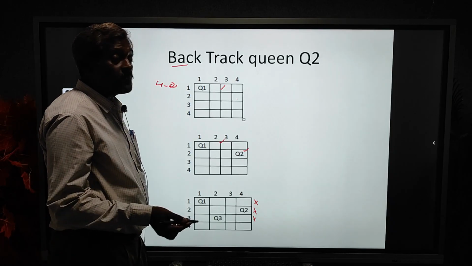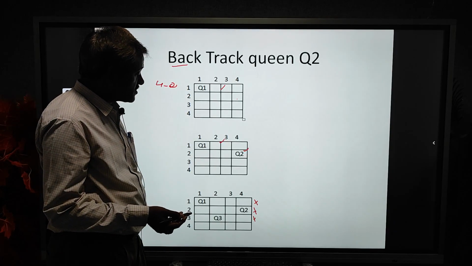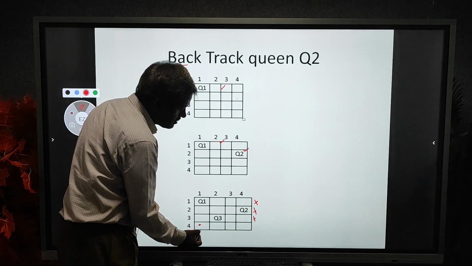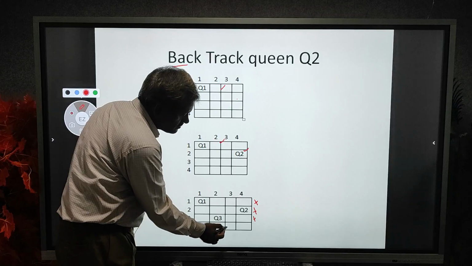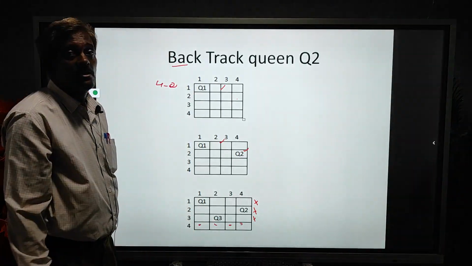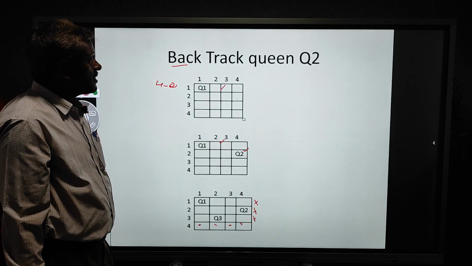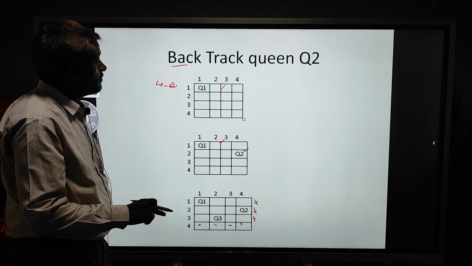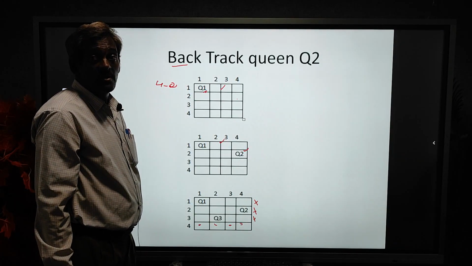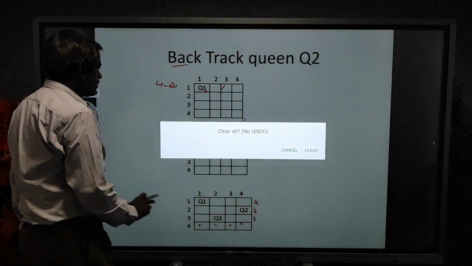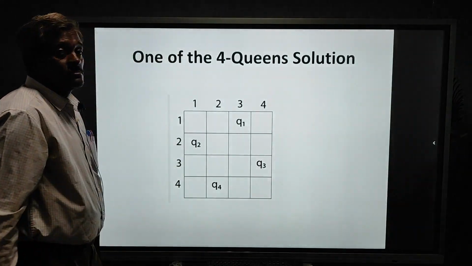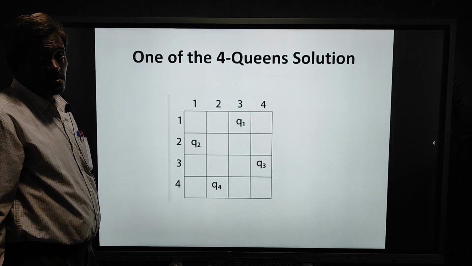What are the further possible options? The possible options are going to be these 4. Now we will check. Here it is not possible. Here it is not possible because Q3 is here, and here also it is not possible. So I do not have feasible solutions if I place Q1 at the first row and first column. Now we will check the other solution. Okay, this is one of the feasible solutions.